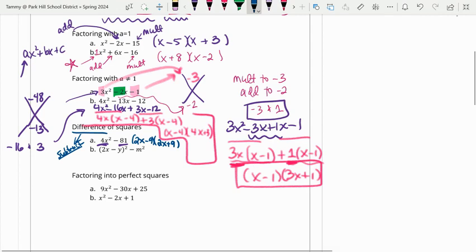The last one gets a little more entertaining here. So this is something squared minus something squared. So the square root of 2x minus y squared is 2x minus y. So that goes at the start of each parentheses. And the square root of m squared is m. So this becomes a plus m and a minus m. And that's your answer.